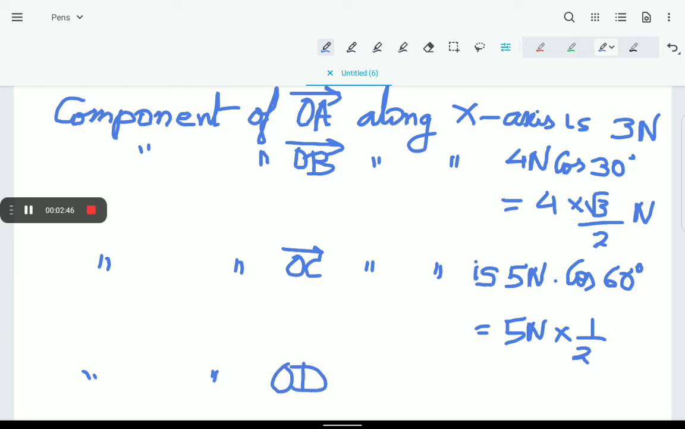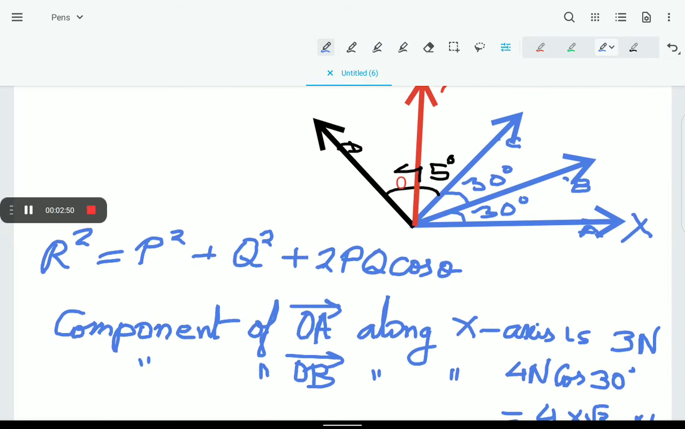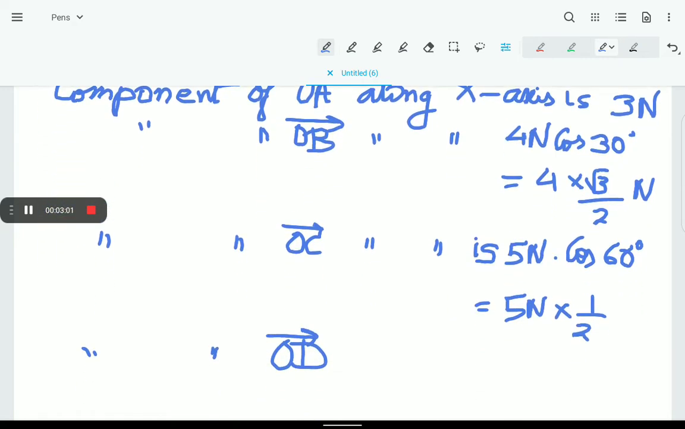OD. What is the angle between OD and x-axis? Let's look at it. We have 30 degree plus 30 degree, that makes it 60 degree, again 45 degrees, so that makes it in total 60 plus 45, 105 degree. OD along x-axis is 6 Newton into cos 105 degree.